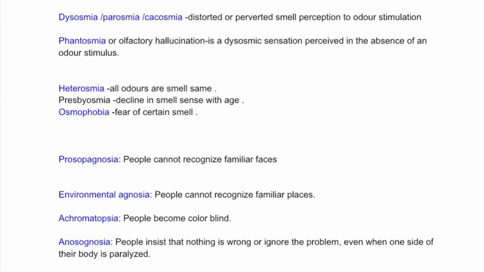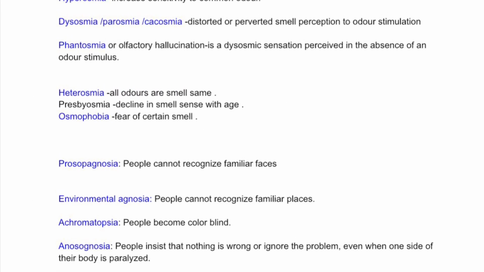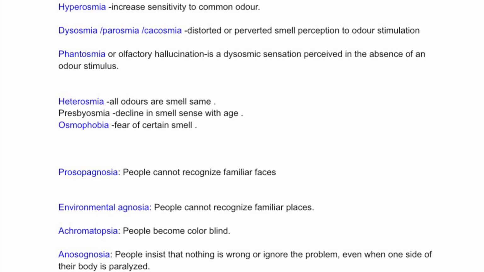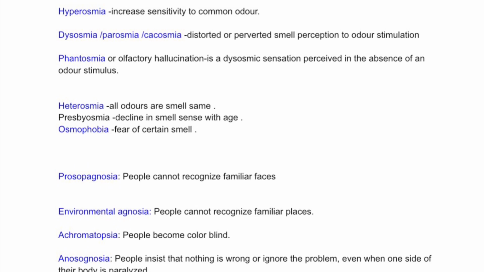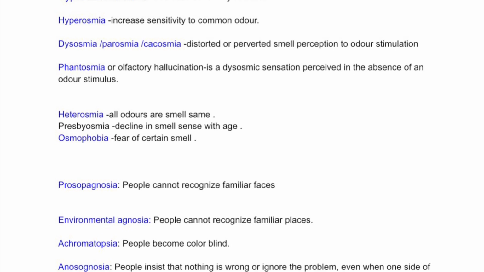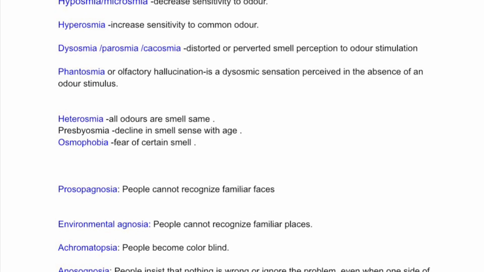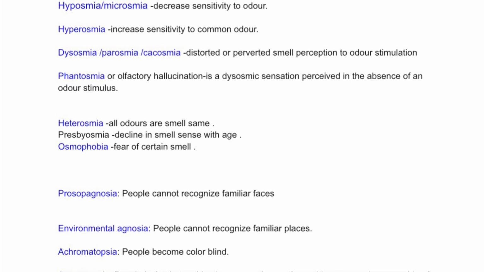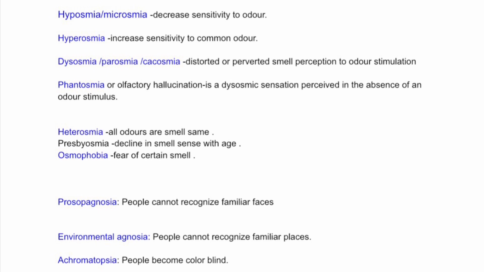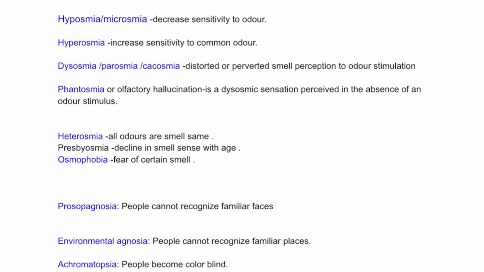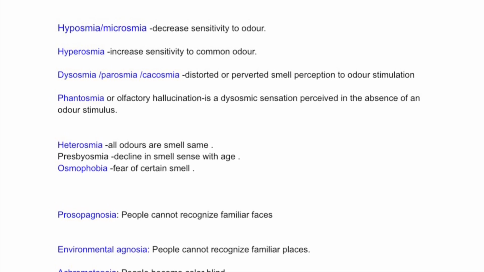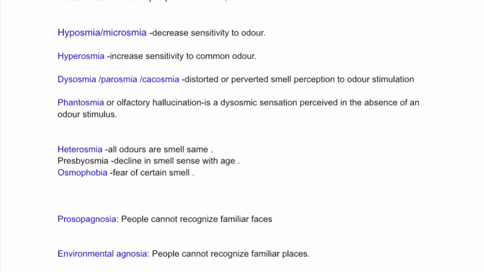Now, some difficult terminology. Anosmia means absence of smell function, loss of qualitative olfactory sensations. Partial anosmia means inability to perceive some but not all odors. Hyposmia or microsmia means decreased sensitivity to odor. Hyperosmia means increased sensitivity to common odors. Dysosmia, parosmia, and cacosmia are distorted or perverted smell perception due to odor stimulation.